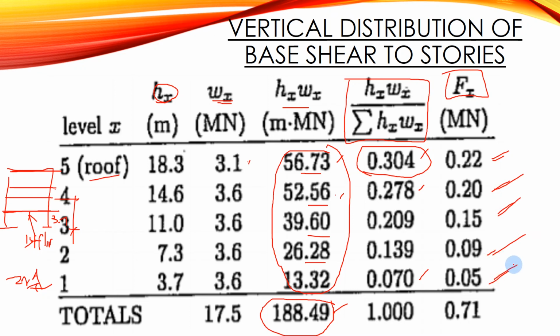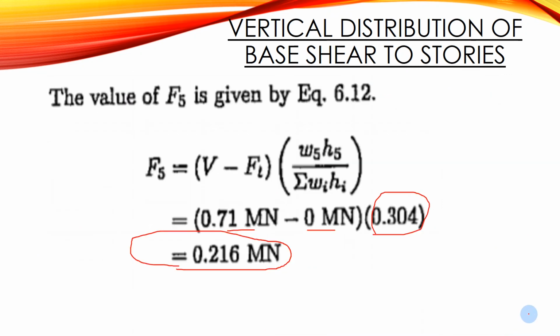Okay? So take note, guys, the sum of all your Fx should be equal to the base shear. Once it is not equal to the base shear, it means your solution is wrong. It means the base shear of 0.71 is distributed to each floor. Not necessarily equally distributed, because it depends on the weight and the height of your floor. So what is important is that when you add all your Fx, it equals the base shear.